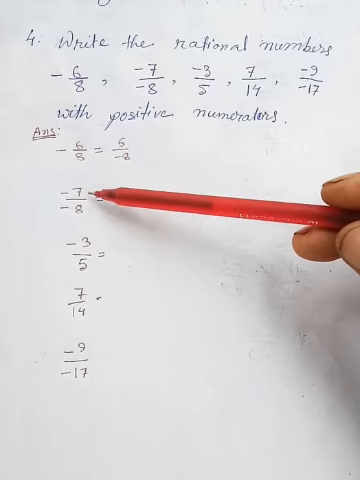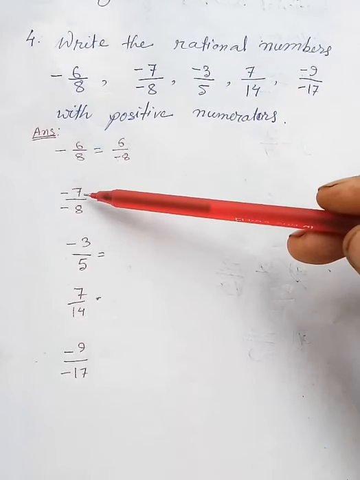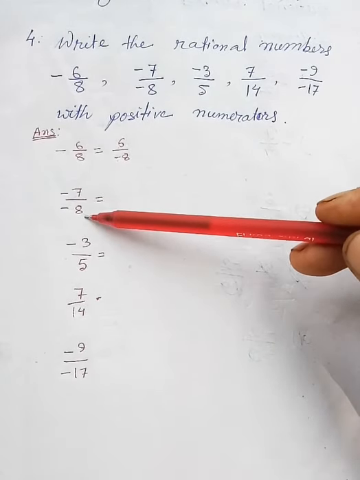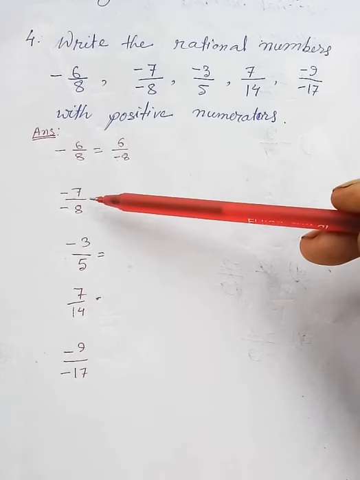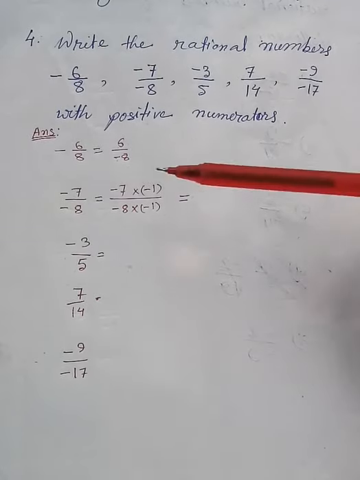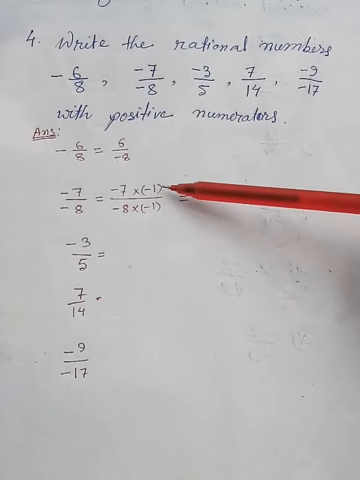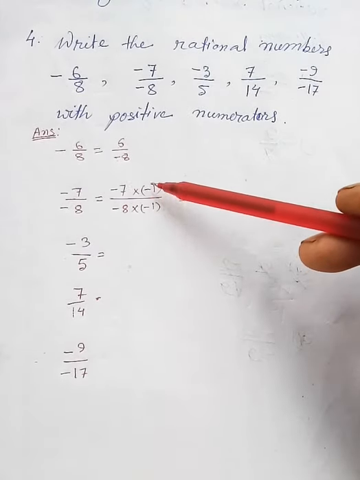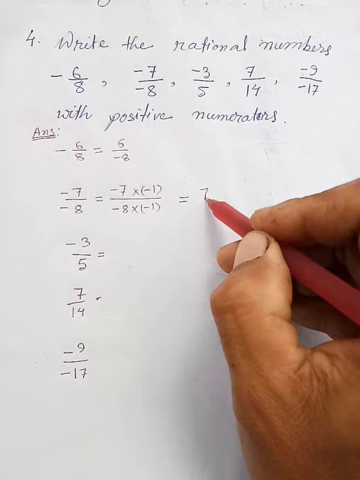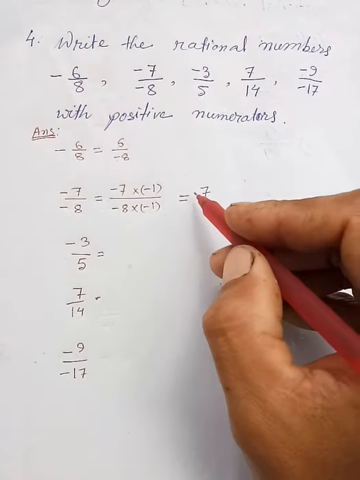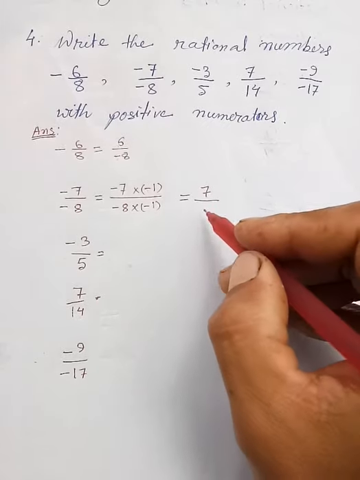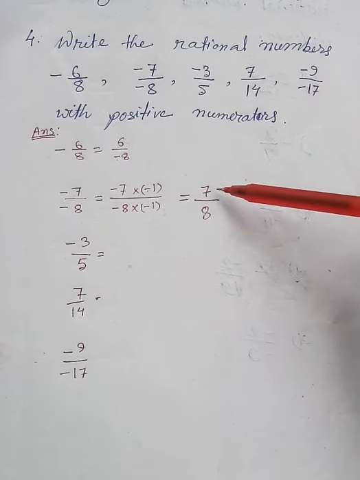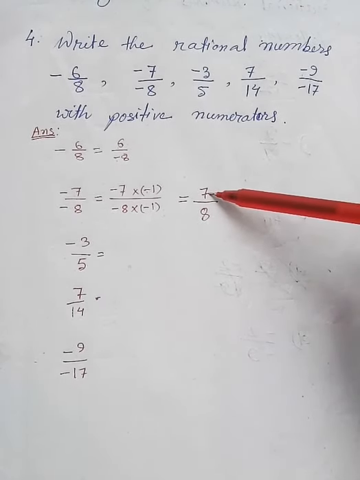The next rational number is minus 7 by minus 8. This is the numerator, this is the denominator. But one thing you know already, we can multiply both numerator and denominator by the same number. So both numerator and denominator are multiplied by minus 1. So what will you get? 7 times 1 is 7, and you know minus minus is plus, and 8 times 1 is 8, minus minus is plus, plus not required to write. So here the numerator, that is 7, becomes a positive numerator.